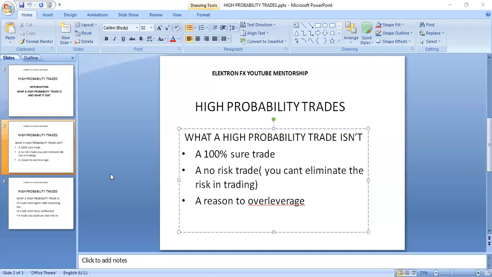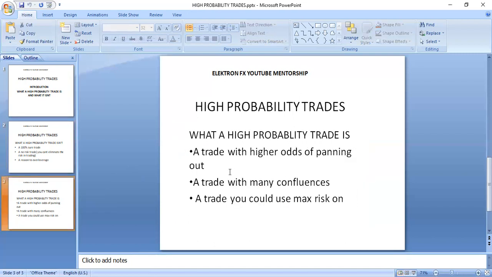Now let's go to what it is. A high probability trade is a trade with higher odds of panning out. So it's a trade that has higher chances of playing out. That's what it is, and it is a trade with many confluences. A trade that has many reasons.